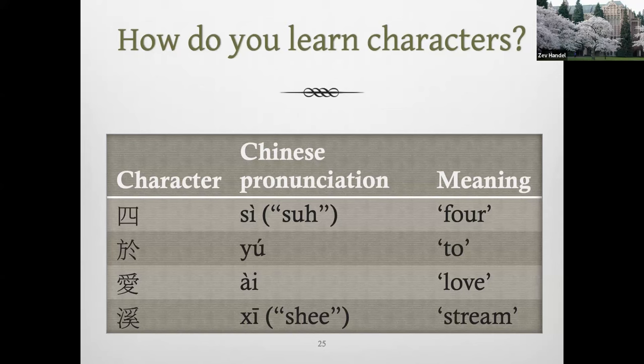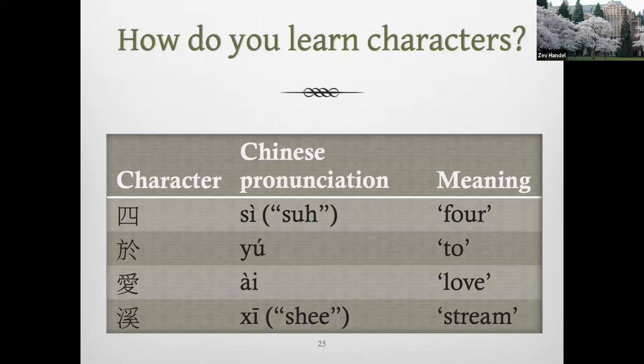So the way you learn this character is you look at it, your teacher tells you how it's pronounced, and you say to yourself, si, go ahead, si, okay? And then you think, four. Okay, next time I see this, I have to remember, pronunciation si, meaning four. This one, yu, two. This one, I, love. This one, she, dream. And thousands of others. It's a lot of work. You have to memorize them. But you can do it.